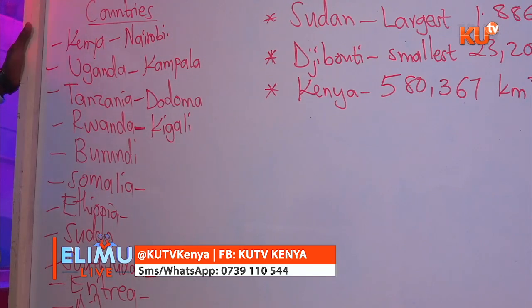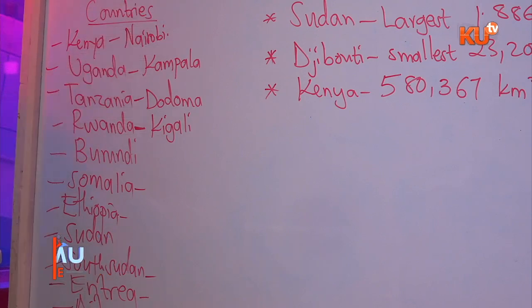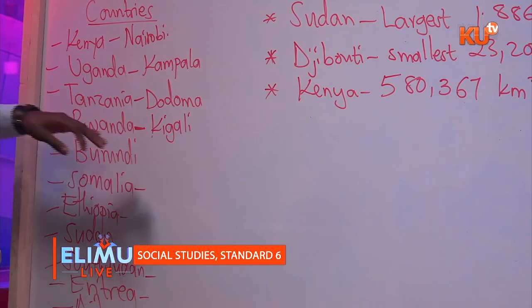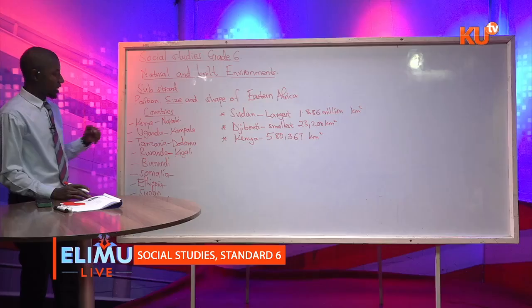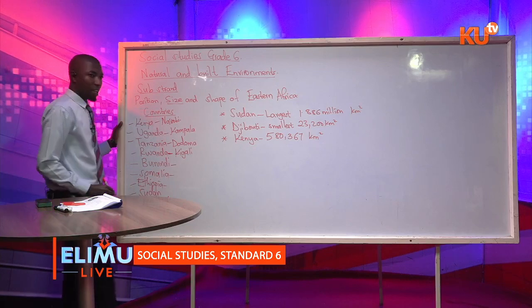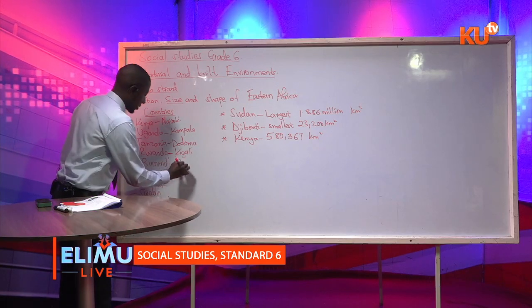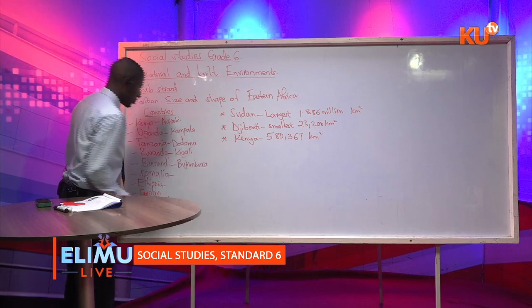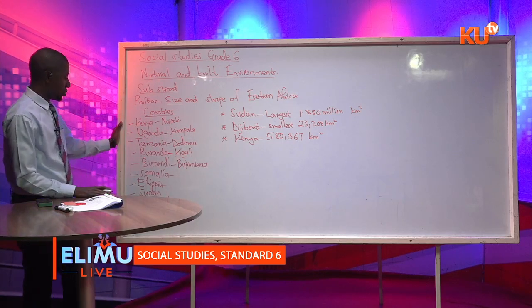Kigali. And as we continue in this topic now, we are dealing with the natural and built environments. When you shall be doing the built environment, you will again come back to this capital, Kigali, and you will see a museum there, which is located in Kigali, Rwanda. In Burundi, the capital city is Bujumbura.